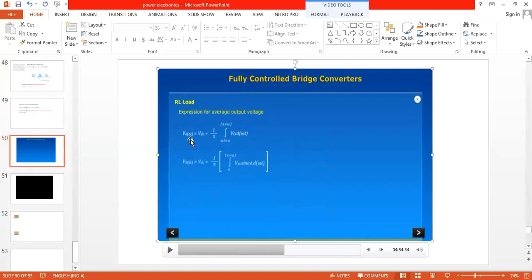What is the average formula? Average value equals the area of the curve by the length of the curve. The length of the curve is 0 to pi, so pi minus 0 is nothing but pi. So what is the area now?